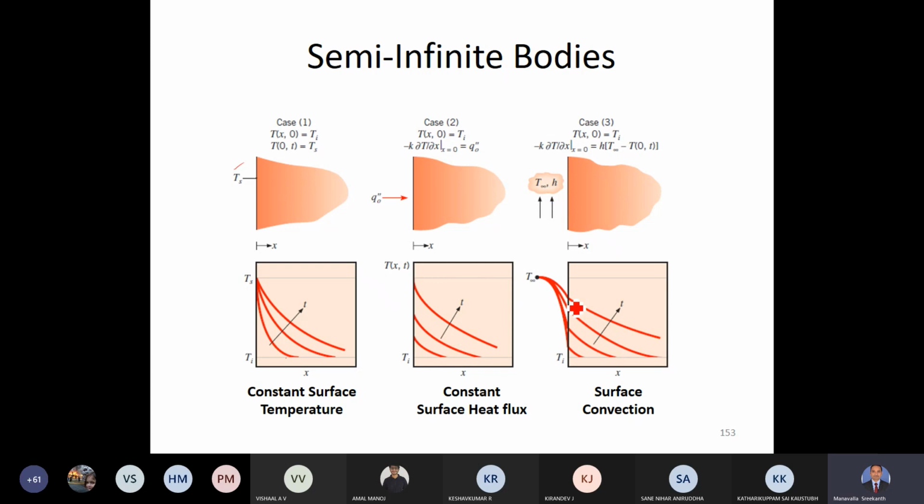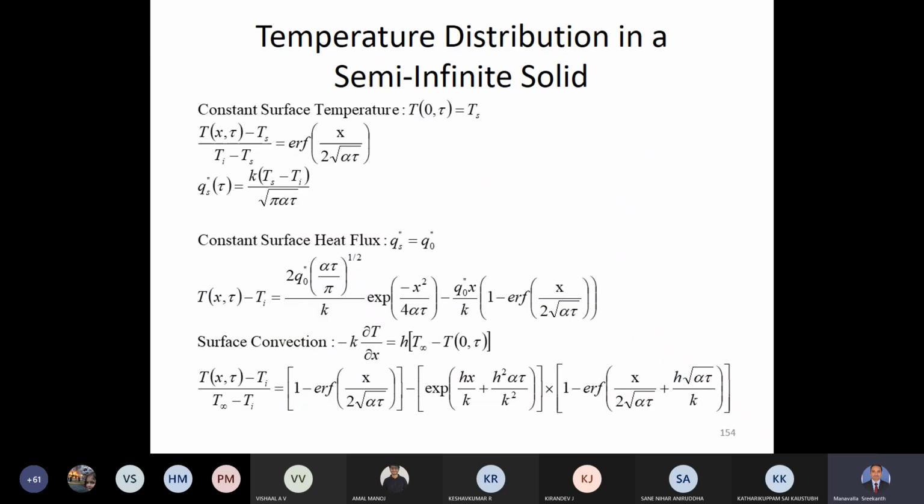Here you can see the surface is subjected to a convection condition, because of which the temperature at the surface is changing and also the interiors are changing. But as you move far away, the time taken is very, very long. So typical semi-infinite bodies are very, very large bodies.